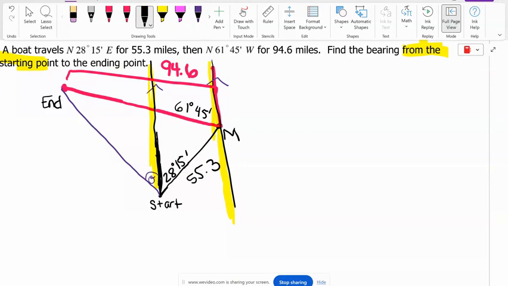Do we see this Z right here? Right, so that's 28°15'. It helps me a little bit. Well, actually helps me a lot. It helps me find, let's call this angle 1. It helps me get closer to finding angle 1. Does anybody see how I can now find angle 1?